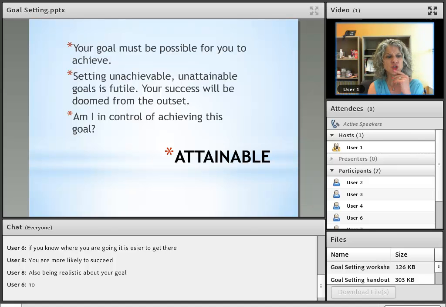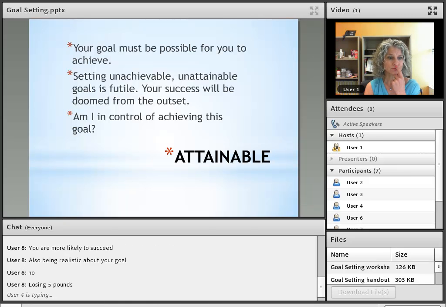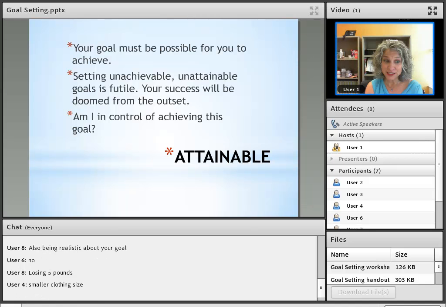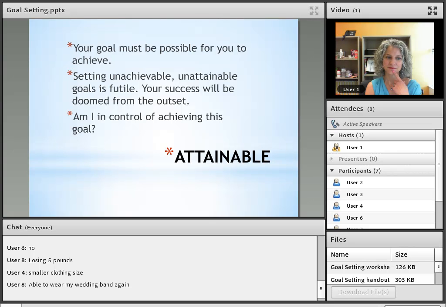Okay? So can anybody give an example of a weight loss goal that is attainable? Losing 5 pounds, Bridget says. Losing 5 pounds. Okay. Yes. Smaller clothing size. Okay. Anybody else? Able to wear my wedding band again.